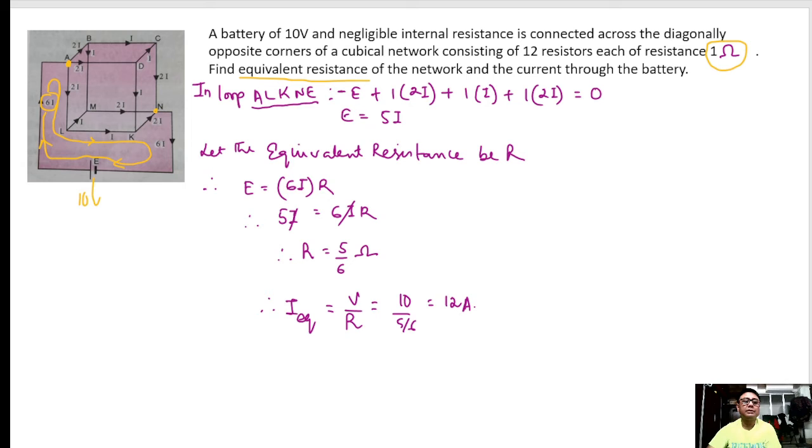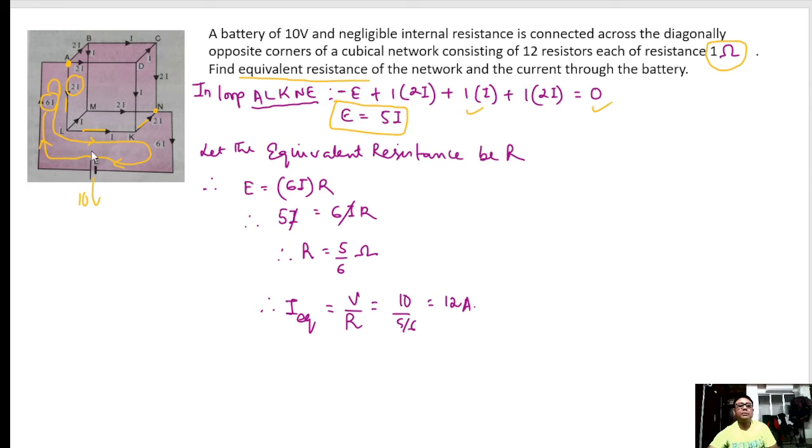So we have chosen the loop, and now see, let's get started. It will be from negative to positive, so minus E, and then I will go along this, so it will be 2I into the 1 ohm, because each arm is 1 ohm, and now along this it will be I into 1 ohm, and now along this, so this is our path of going along 2I, so it will be 2I into 1 ohm equal to 0. Clear? Which gives E equal to 5I.